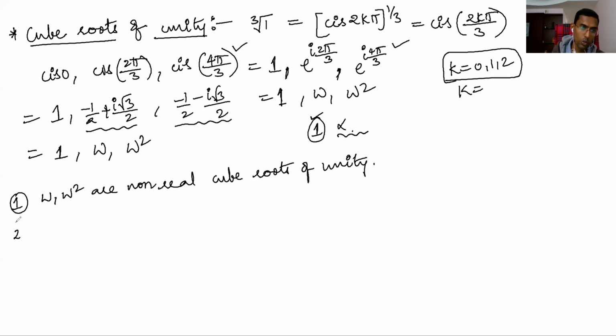So next, as usual, obviously this is in GP. So 1 plus omega plus omega square is 0. Already we discussed this one. But even here you can understand that 1 plus omega plus omega square is 0. The sum of nth roots of unity is 0. That means the sum of cube roots of unity is also 0.